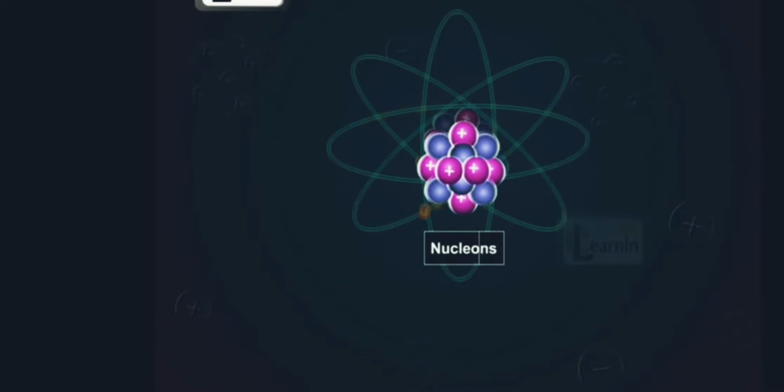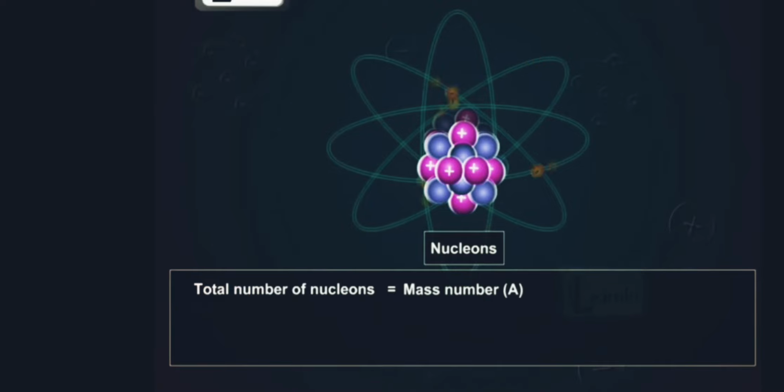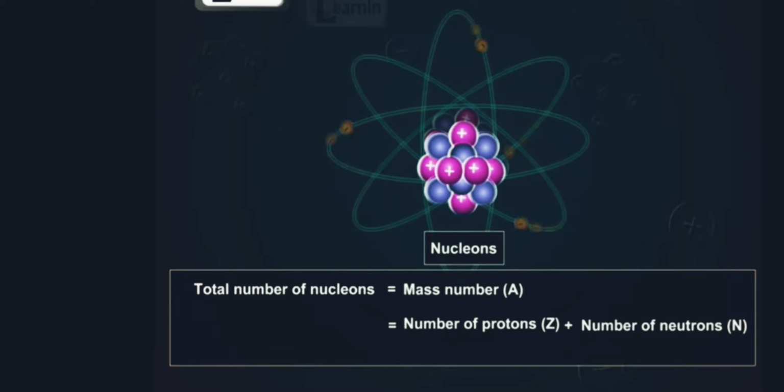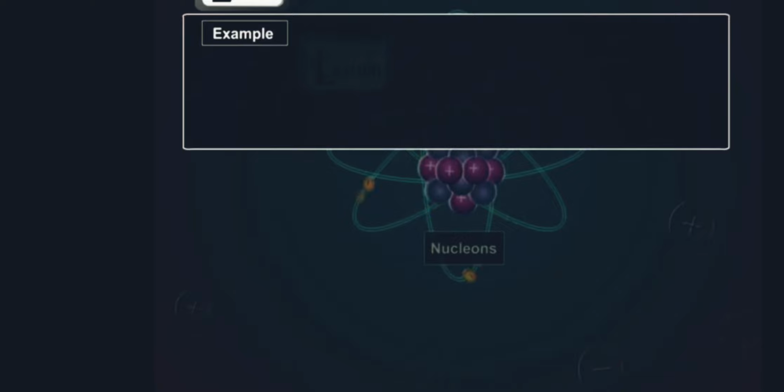Neutrons and protons are combinedly called nucleons. The total number of nucleons is equal to the mass number, which is represented by the letter A. And the mass number is equal to the number of protons Z plus the number of neutrons N. And combinedly they are called nucleons because they are present inside the nucleus.